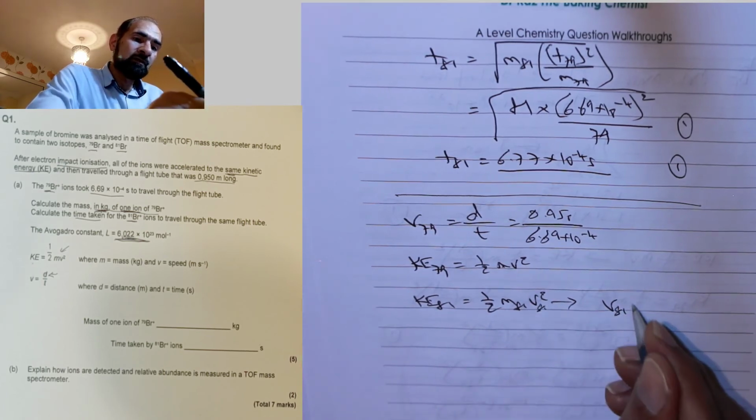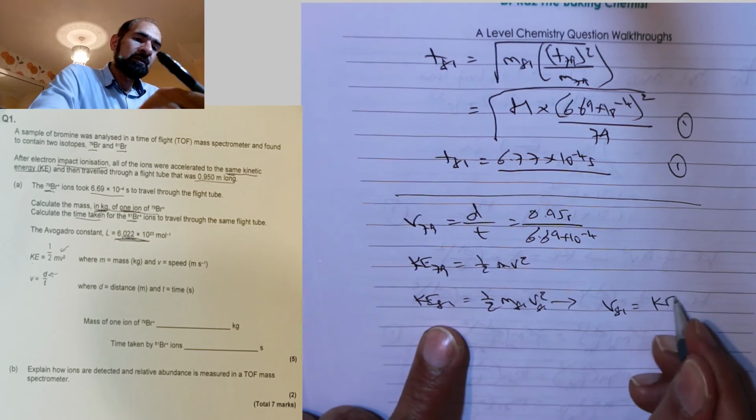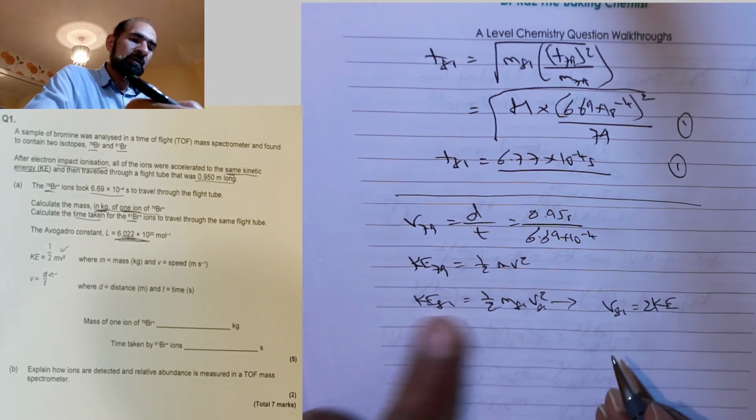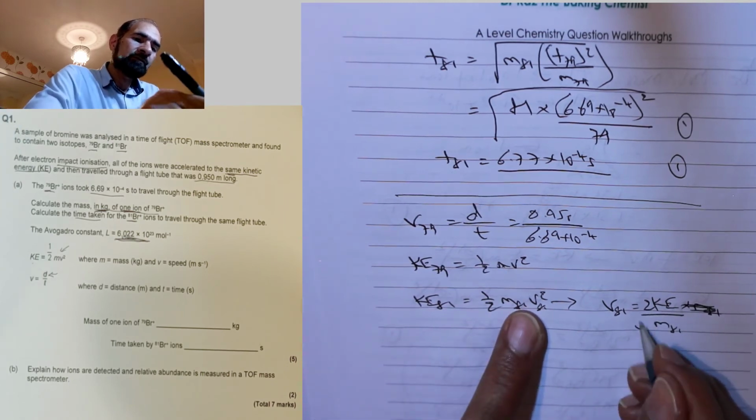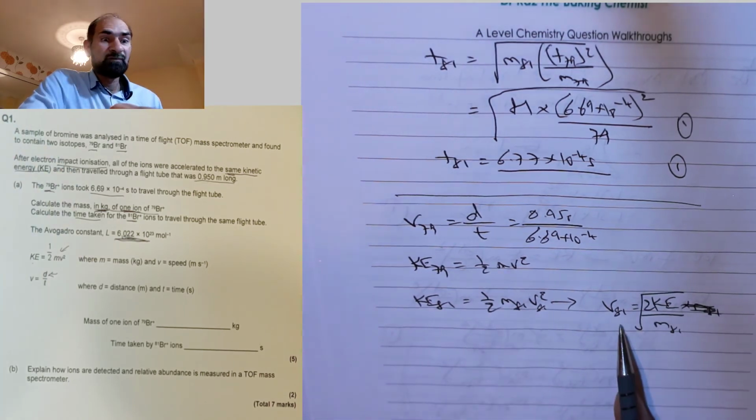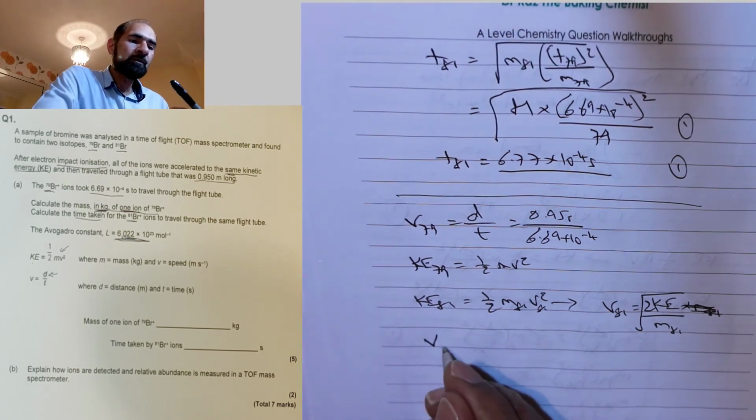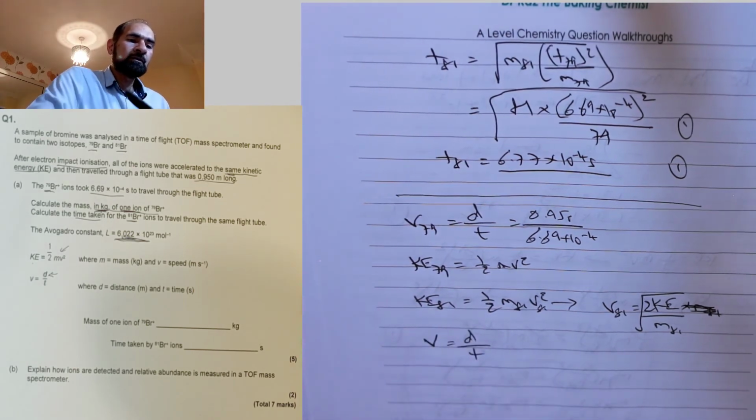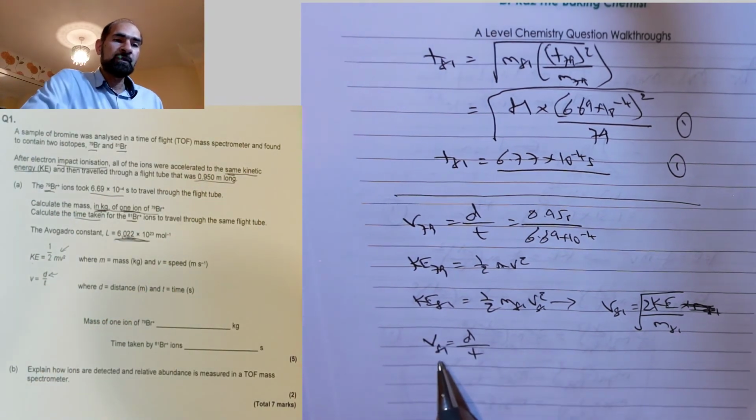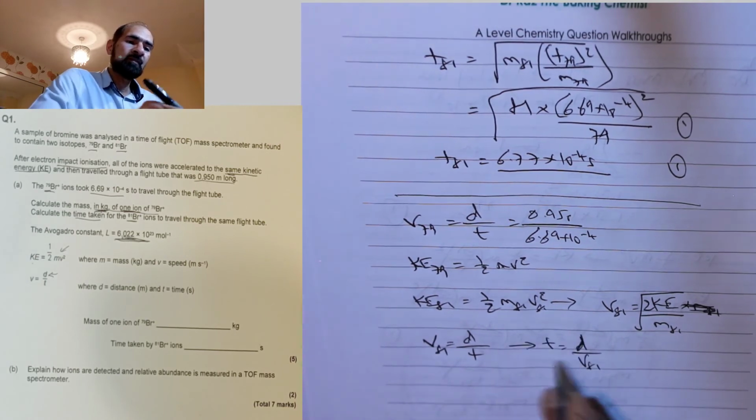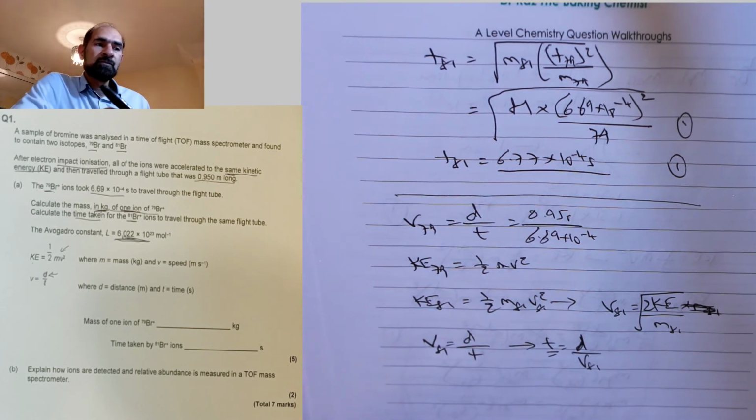Velocity of 81, and I'll just rearrange that to say 2KE, because I'm moving that across, divided by m. And then, because this is v squared, I'm going to have to take the square root of that. So then you find v81. And once you've found the velocity of the 81 isotope, you use that same equation again. You know the distance is still 0.950 meters, and you just found the velocity, so you put the velocity in here, rearrange it for time, and you find the time. Okay, so you could have done it.